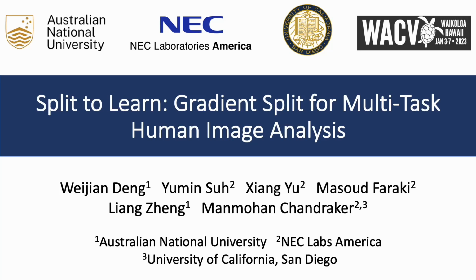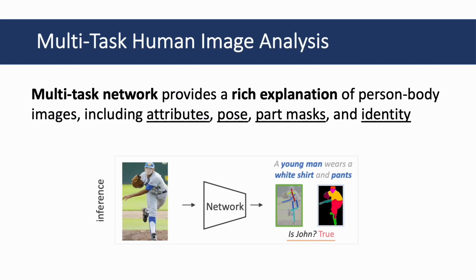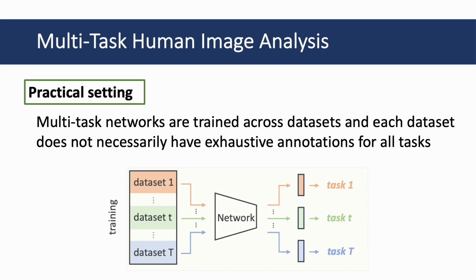This work proposes a simple but effective method, gradient split, for multitask human image analysis. We aim to develop a multitask network to solve 4 major human-related tasks, including attribute recognition, pose estimation, human parsing, and identity recognition. In our work, we assume a practical setting where we learn the multitask network from different datasets.